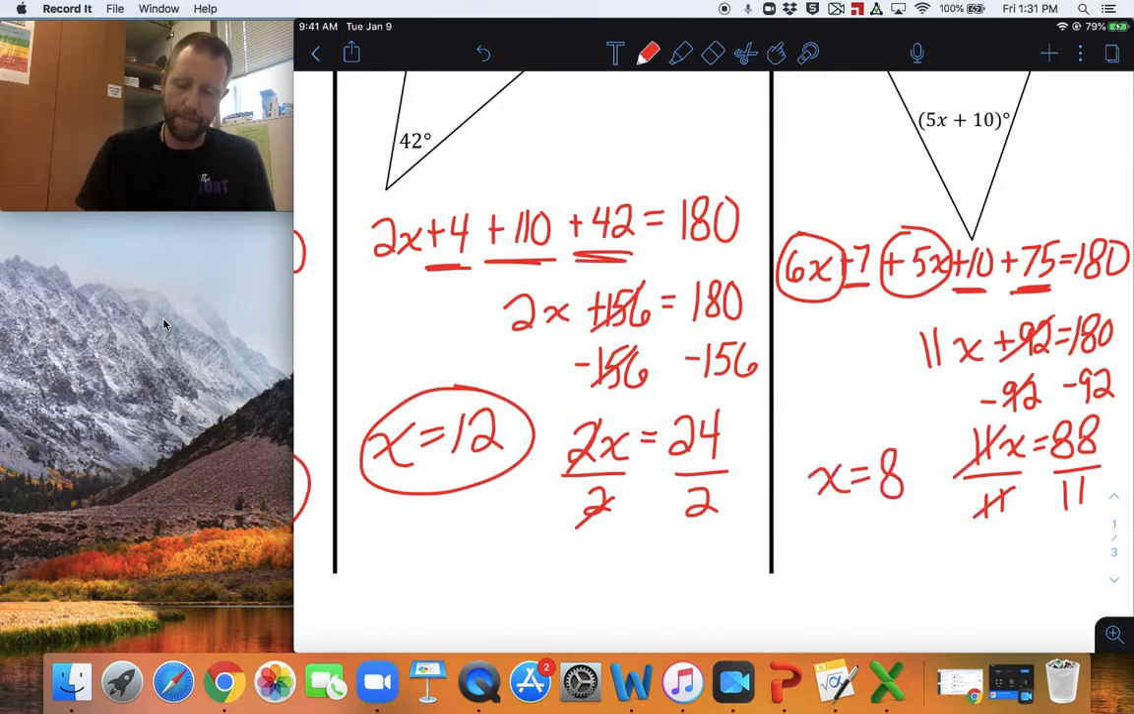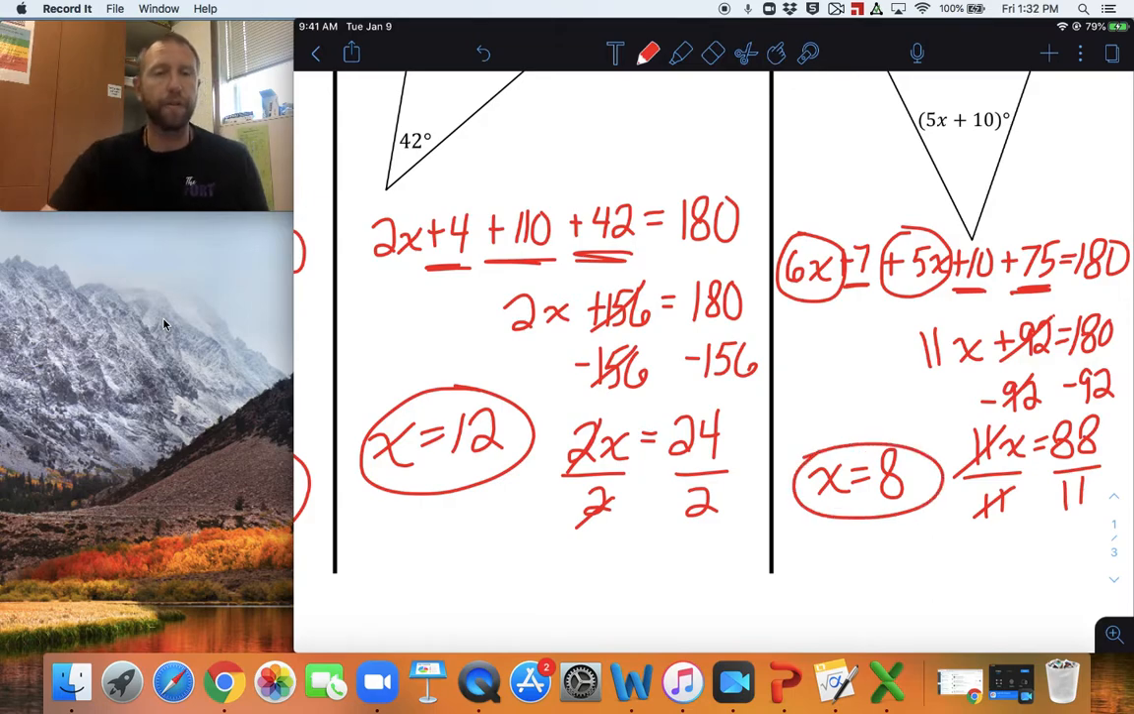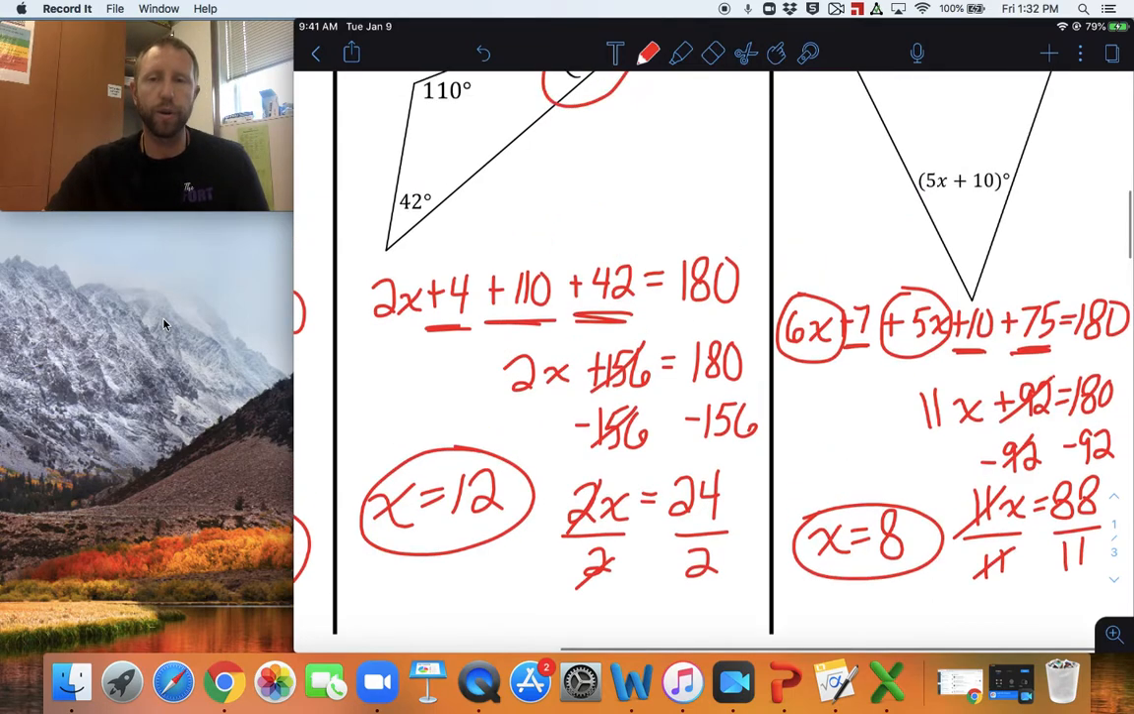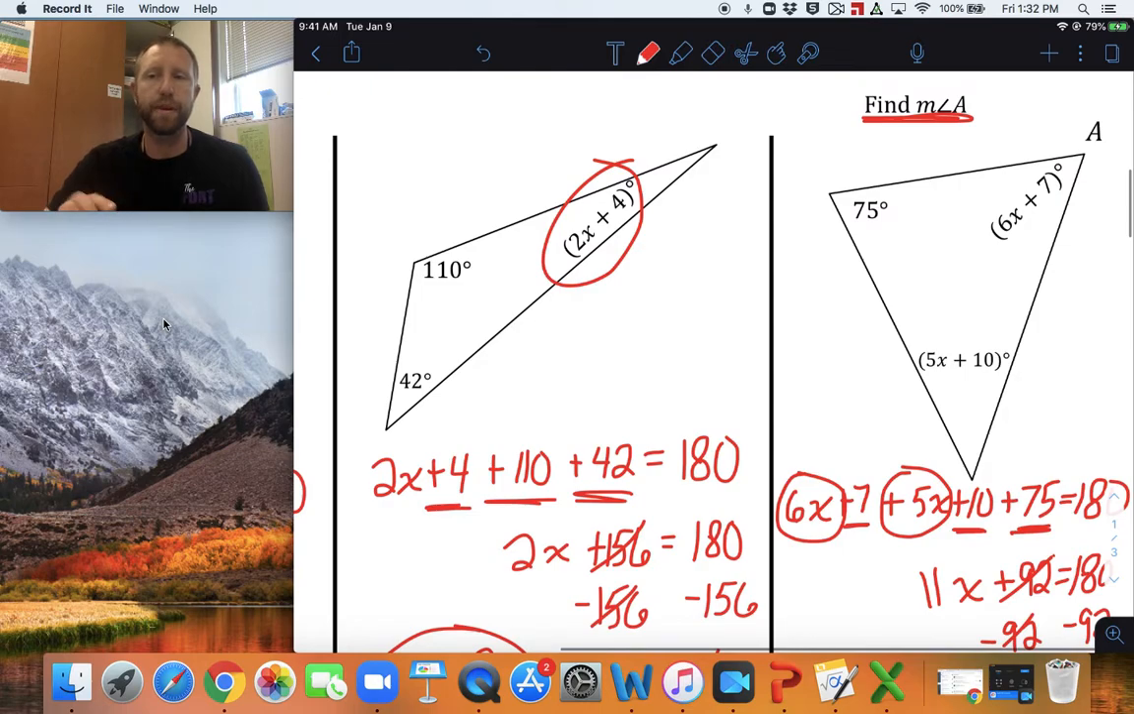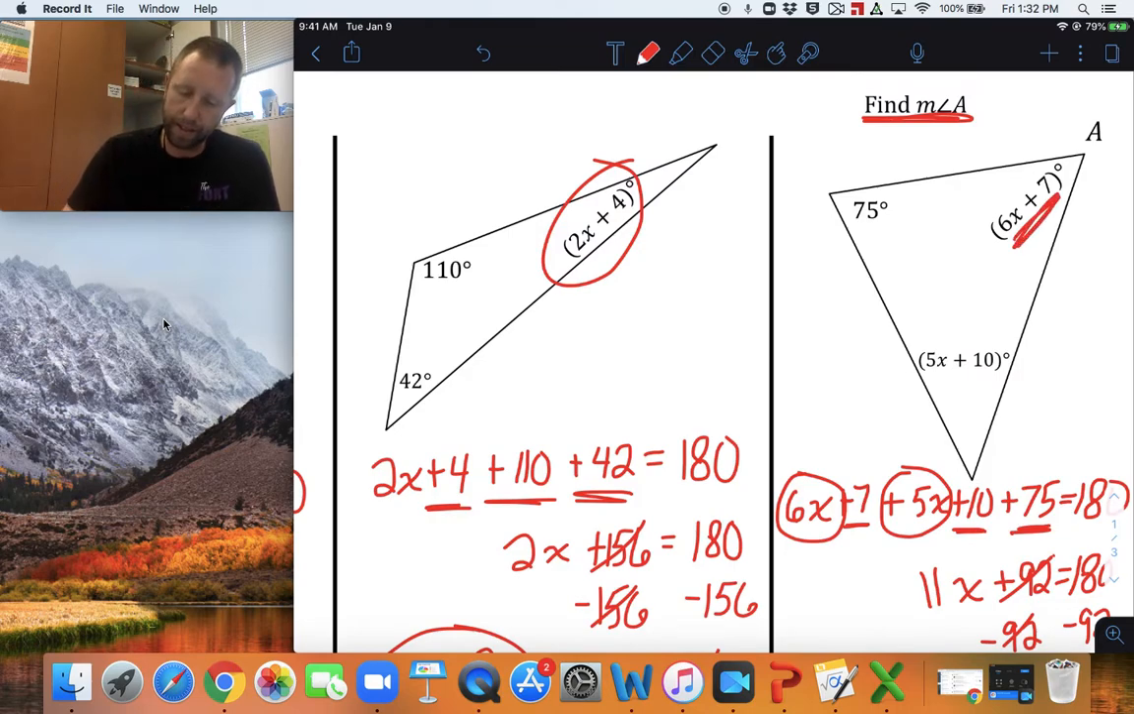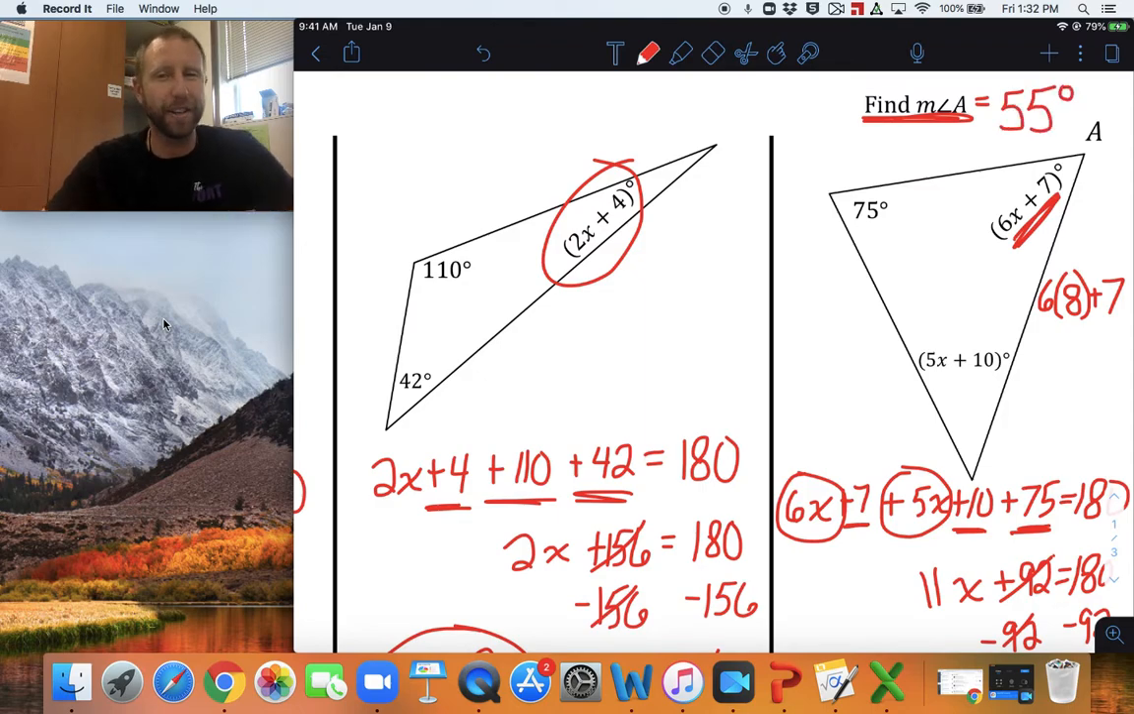Except this time, I'm not done. I was able to solve for x, but remember the question was, find the measurement of angle A. So I need to substitute in x to this expression here to see what the measurement of angle A is. I do that: 6 times 8 instead of x, plus 7. Well, 6 times 8 is 48. 48 plus 7. The measurement of angle A is 55 degrees.